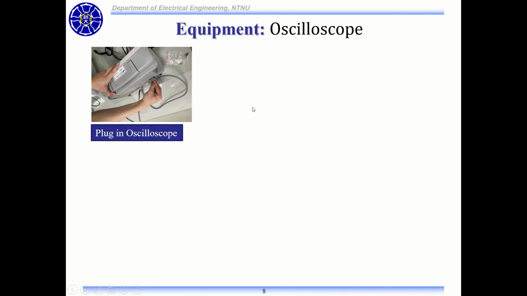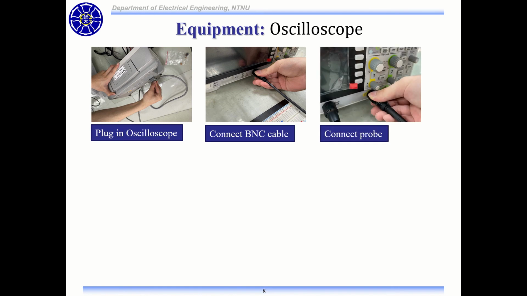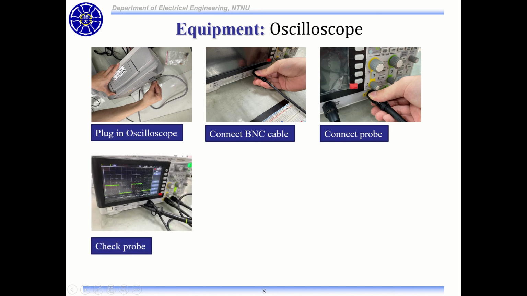First, we plug the oscilloscope, and second, we connect the BNC cable. Third, we connect the probe. The error often occurs with these two steps because we often do not fasten the cable. And the fourth is we can check the probe.